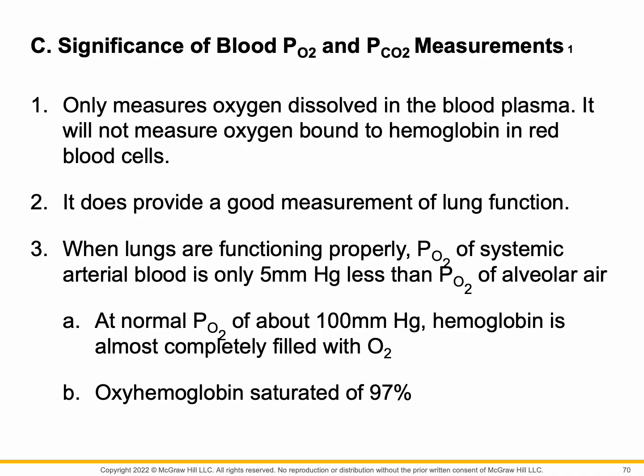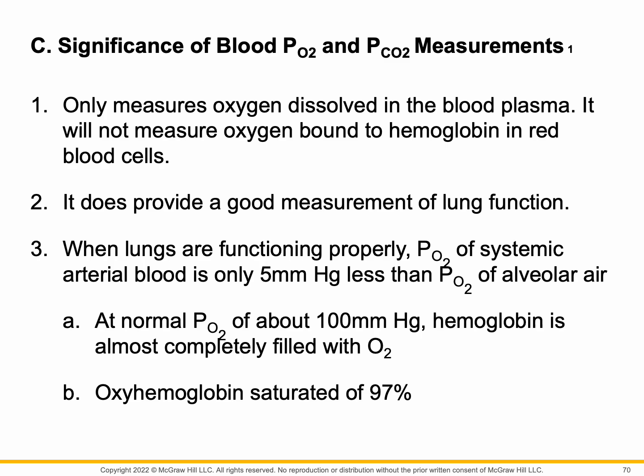So, what's the significance of measuring partial pressure of oxygen and carbon dioxide in the blood? It's important to note that when we're measuring these pressures, we're only measuring the oxygen that's dissolved in the blood plasma. We're not measuring oxygen that's bound to the hemoglobin in the red blood cells. It does provide a good measurement of lung function, but when lungs are functioning properly, the partial pressure of oxygen of the systemic arterial blood is only going to be 5 millimeters of mercury less than the partial pressure of oxygen of the alveolar air.